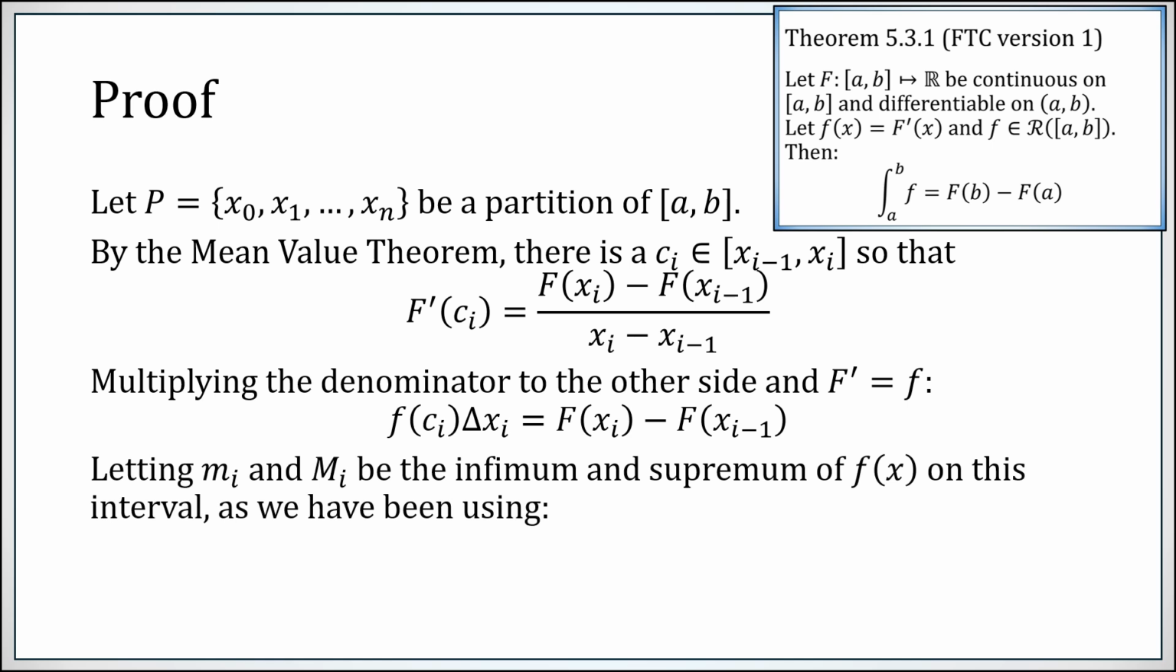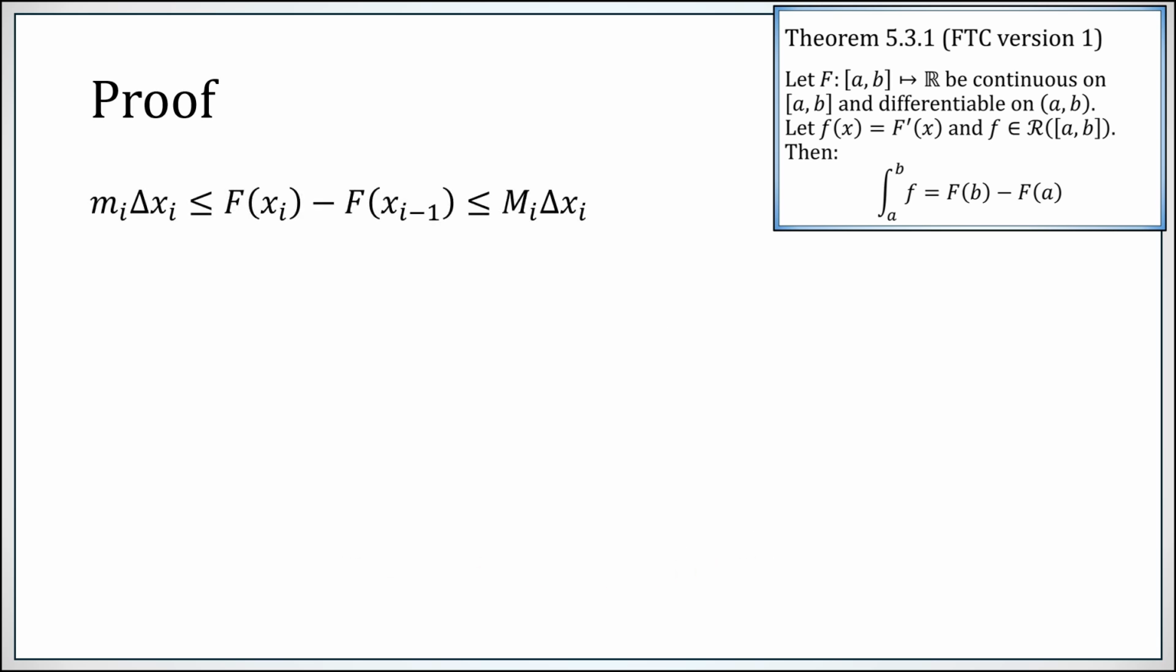Now let little mi and capital Mi be the inf and sup of f of x on this interval. Then we see that f of one particular point is in between the inf and the sup. So this quantity, aka this difference in capital F values, is in between little mi and big Mi times delta xi. So we take this inequality and we sum up over the entire partition. Now on the left, we're going to get the lower sum, and on the right, we're going to get the upper sum.